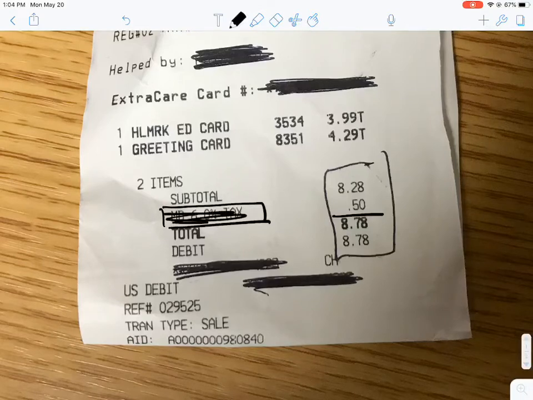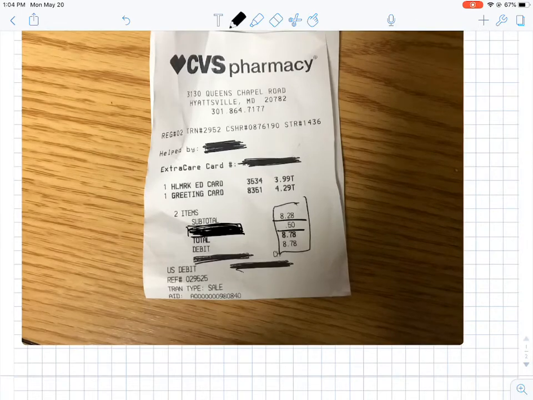But let's assume we didn't know that. Let's assume we don't know that, but we do know the subtotal and we know the tax percent. All right, so let's see what that says.